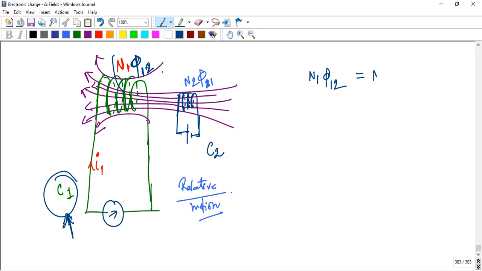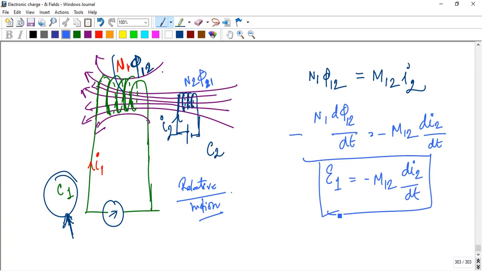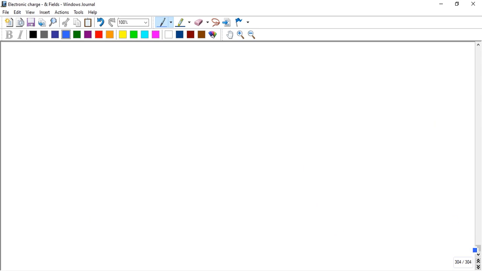The mutual inductance of coil 1 with respect to coil 2 depends on the current I2 passing through coil 2. Now we differentiate both sides with respect to time: N1 d phi 12 by dt equals M12 di2 by dt. With the minus sign, the EMF of coil 1 is minus M12 di2 by dt. Clear?